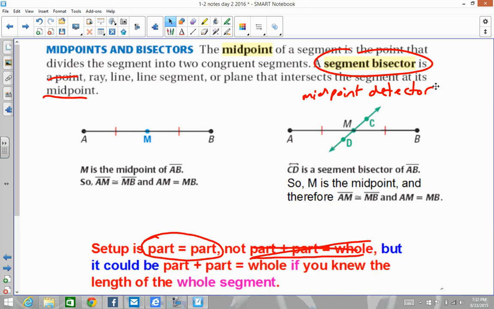So remember that. This can be important when we start doing proofs, and it's going to cause you lots of problems if you don't remember this written part here.